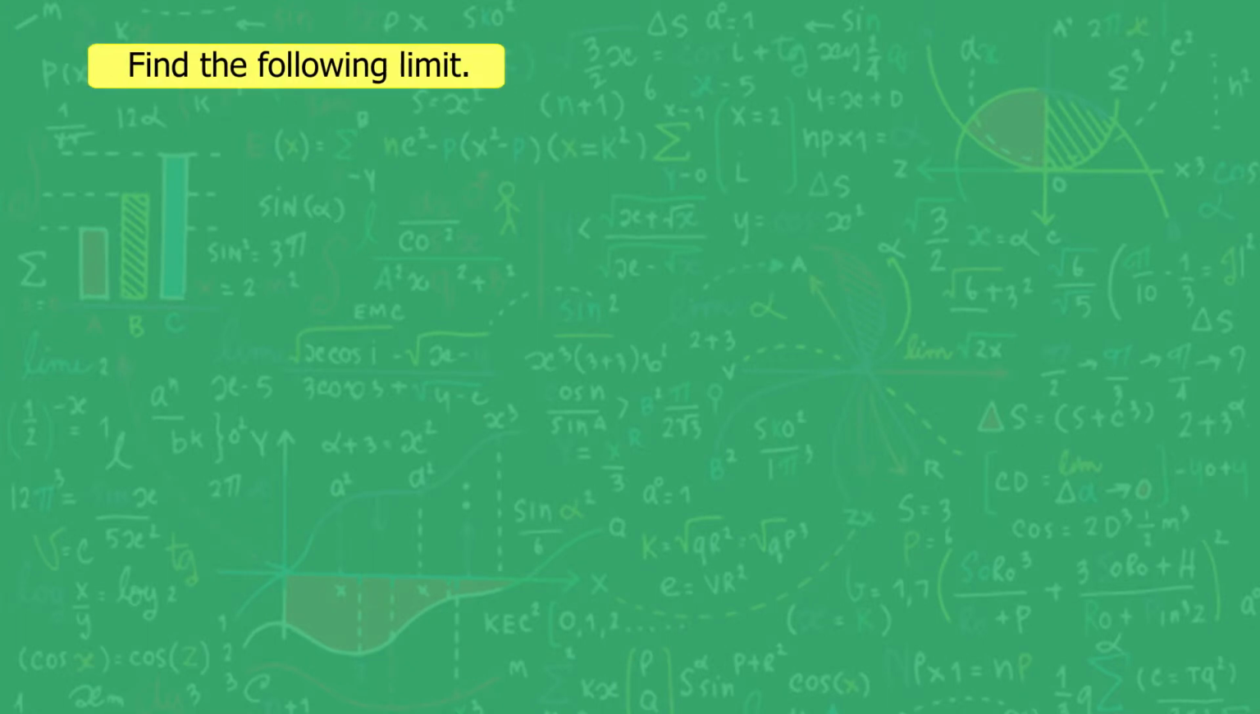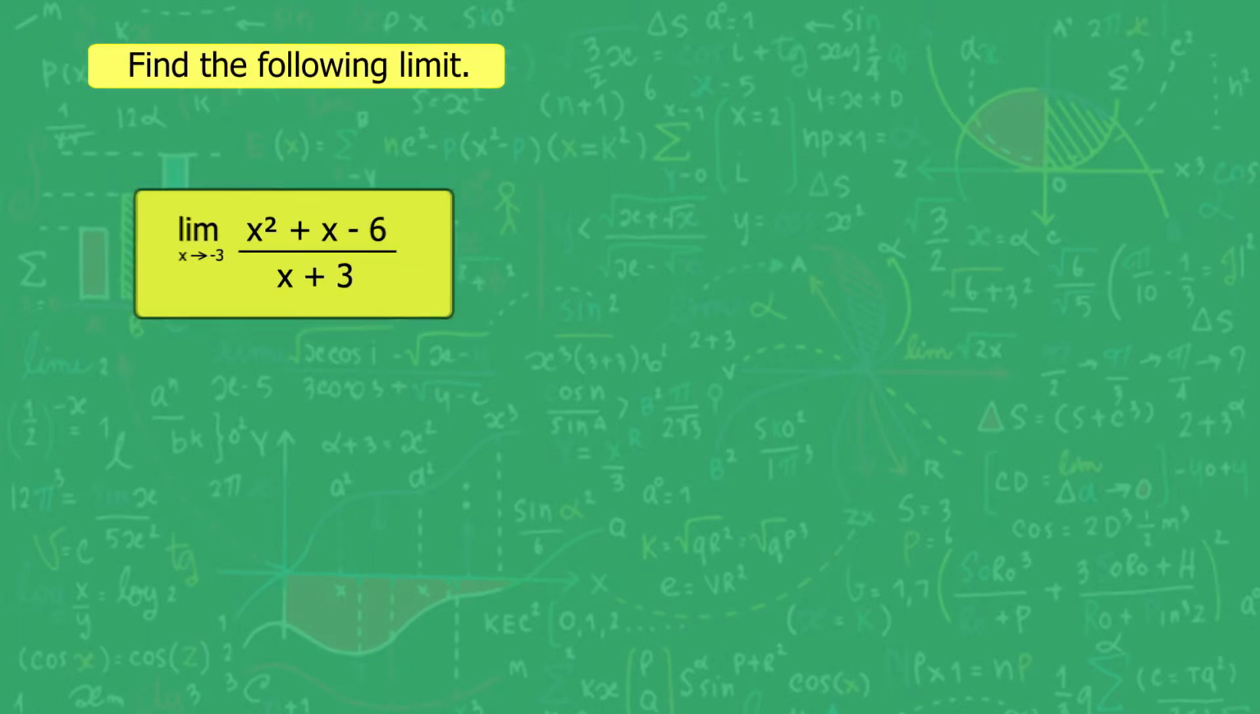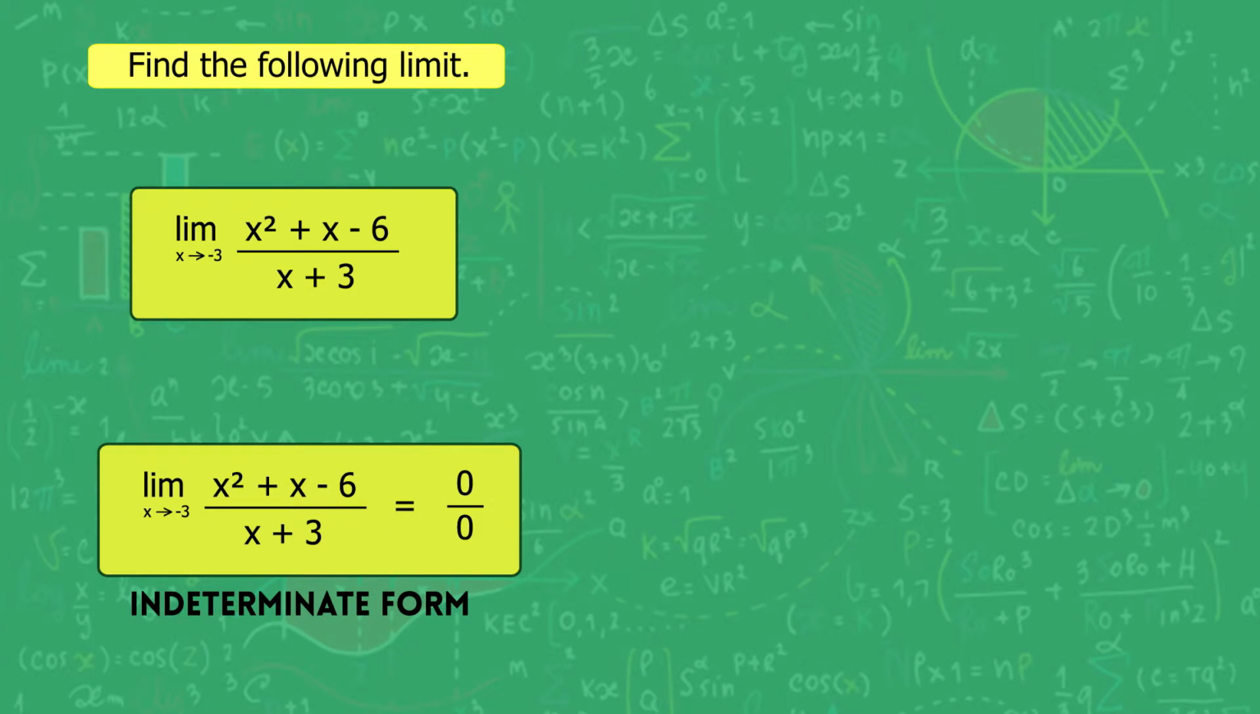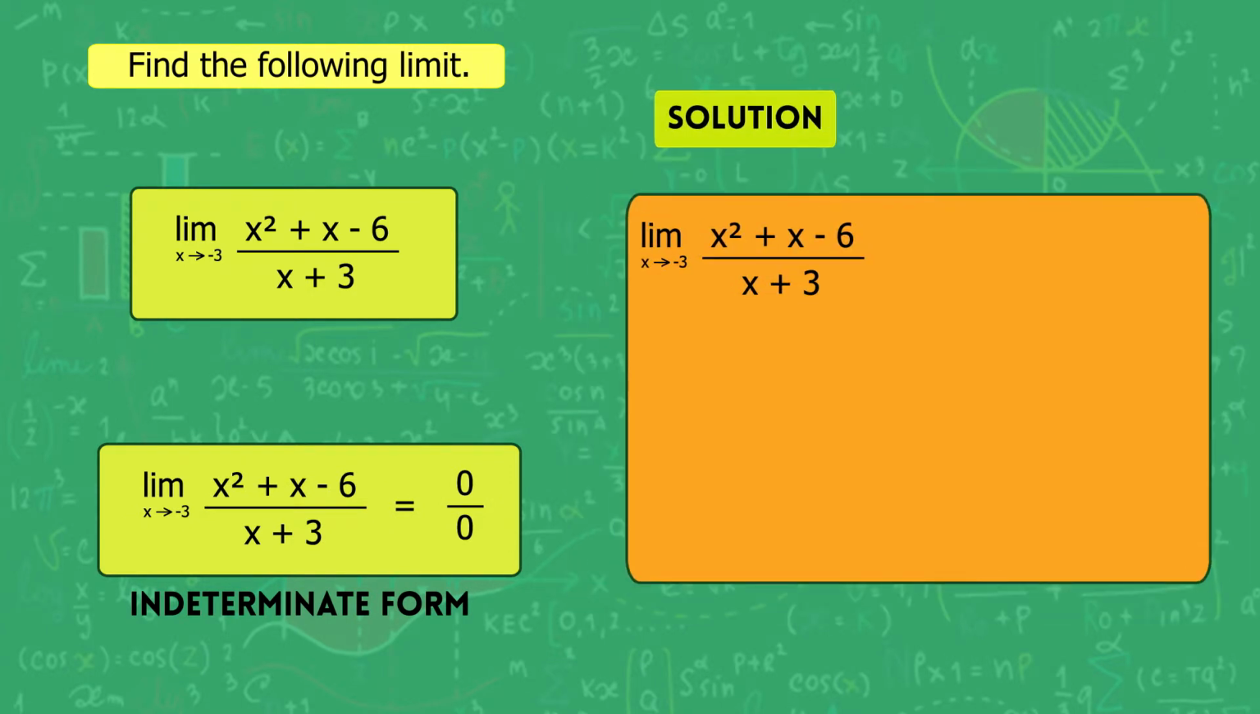For example, find the following limit. To evaluate this limit, we are using the factorization technique. Step number 1, use the factorization technique. Next, simplify it by using cancellation. Then solve it.